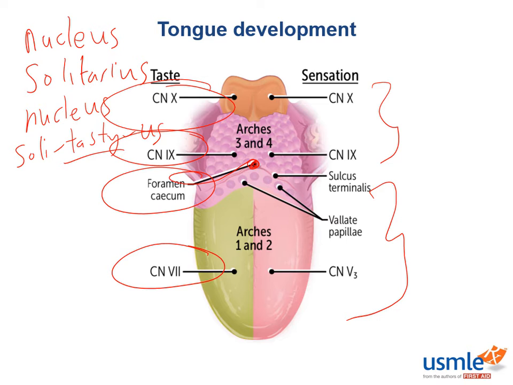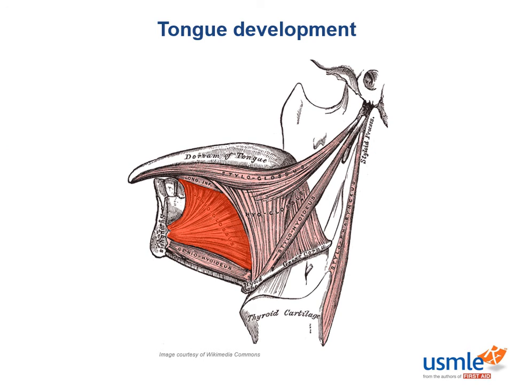Then there is sensation. Sensory information is sensed by cranial nerve V3, 9, and 10. And remember that the V3 will cover the anterior 2/3 of sensation, cranial nerve 9 covers the posterior 1/3, and cranial nerve 10 covers the epiglottis for sensation. So motor control is innervated by cranial nerves 12 and 10. Cranial nerve 12 does all the intrinsic muscles of the tongue, and cranial nerve 10 controls the Palatoglossus.